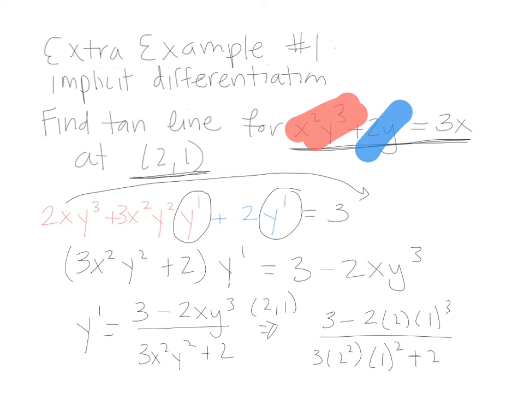So 2 times 2 is 4, times 1 is 4 still, so it's going to be 3 minus 4. And 2 times 2 is 4 down here, times 3 is 12, times 1 is still 12. So I end up with 3 minus 4, which is negative 1, and then 12 plus 2 over 14. So I have a slope of negative 1 over 14. Now I'm ready to write the tangent line, and I'm going to do that on the next slide.